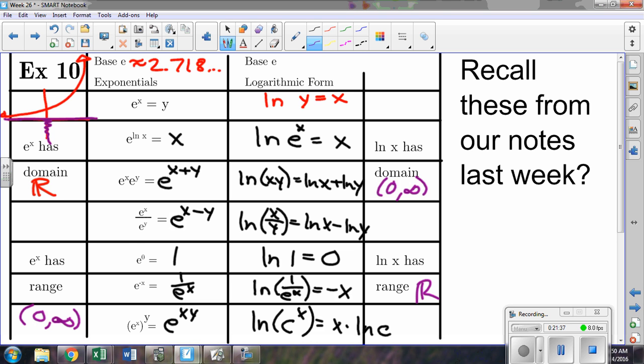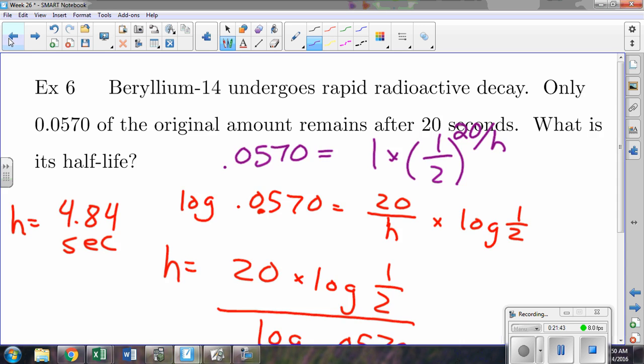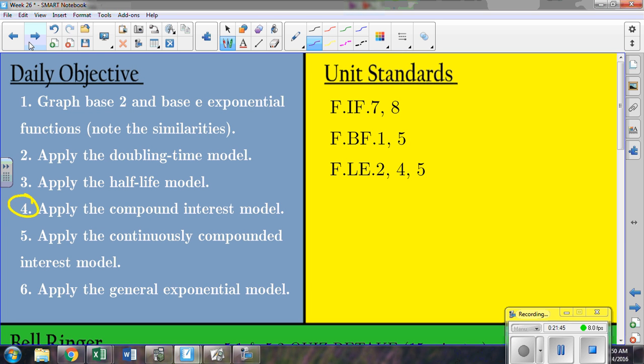In the next video, we will take these rules that we've just developed for the exponential model, and we will look at how to create the continuously compounded interest formula. And then we will also see how to apply the general exponential. We'll do the half-life and the doubling time model. We'll do the compound interest model. We'll do all those same objectives, but instead of using a base 2, a base of 1/2, we'll instead use base e to do the same kind of work.